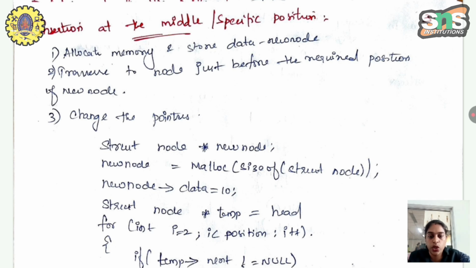Insertion at a specific position means placing a new node between two existing nodes. Consider a node containing data value 10 and a node containing data value 20. Insertion in the middle position is nothing but inserting a new node with a data value of 15 in between the node containing 10 and the node containing 20.